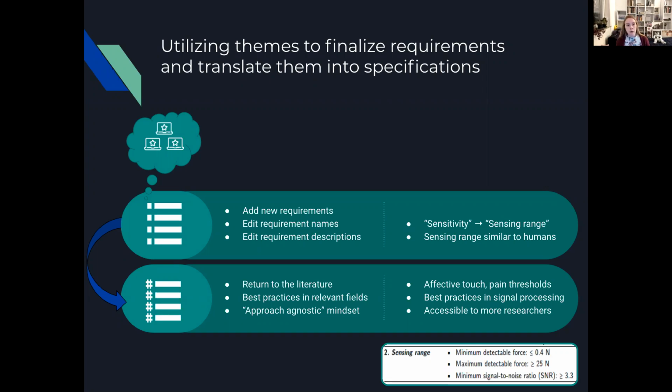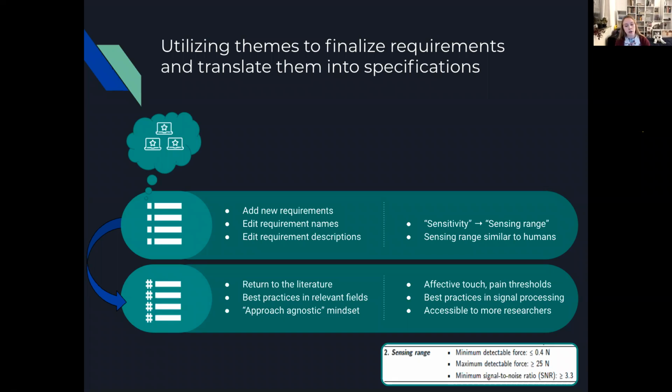And then on the opposite end, for maximum force detection, we looked at pain thresholds. So in the human arm, when someone's squeezing, when it goes from uncomfortable to painful, is about 25 newtons. And then for best practices with signal processing, we had a minimum signal-to-noise ratio of 3.3. And throughout this process, for all of these specifications, we tried to be approach agnostic. What that means is keeping these specifications in a way that researchers from different sensing modalities and robots and technology methods could utilize them if possible.